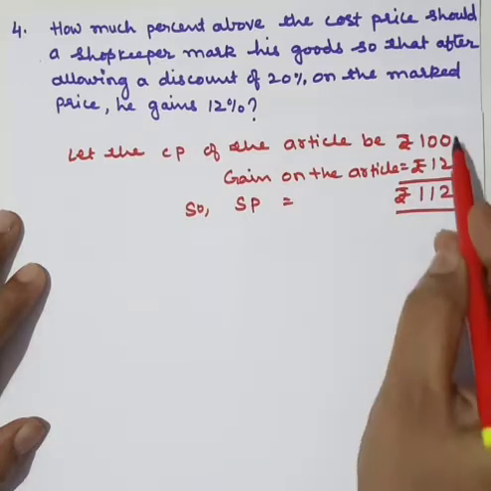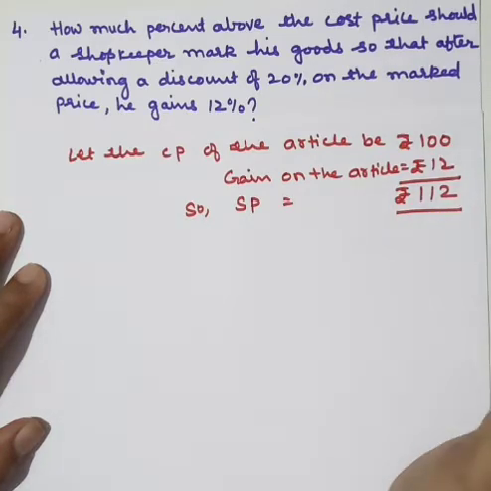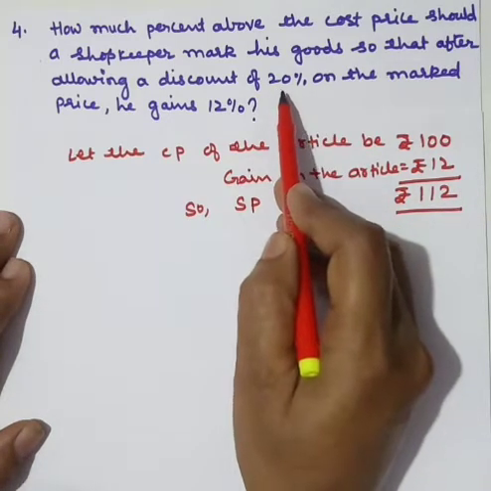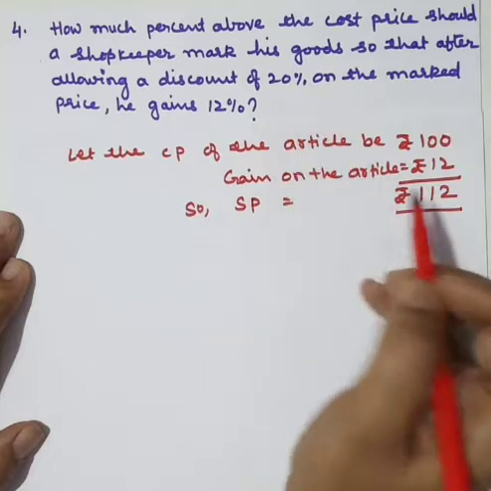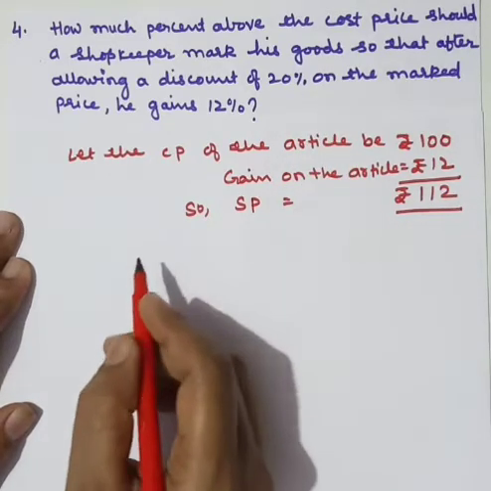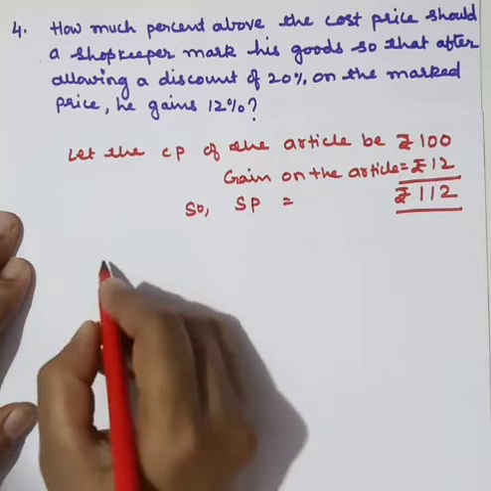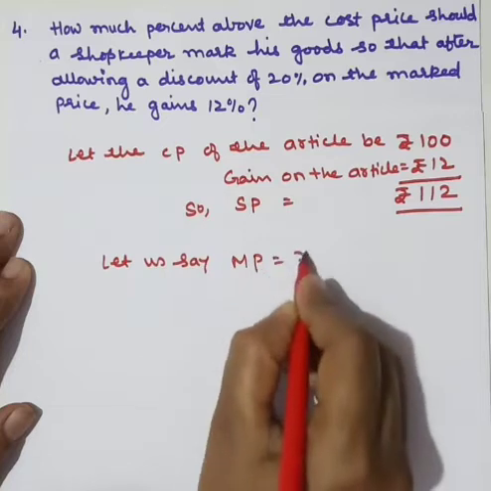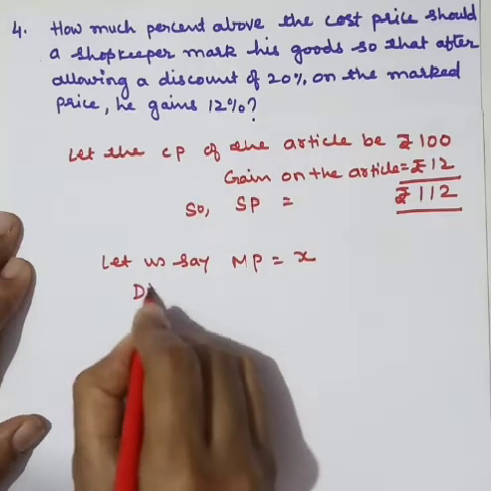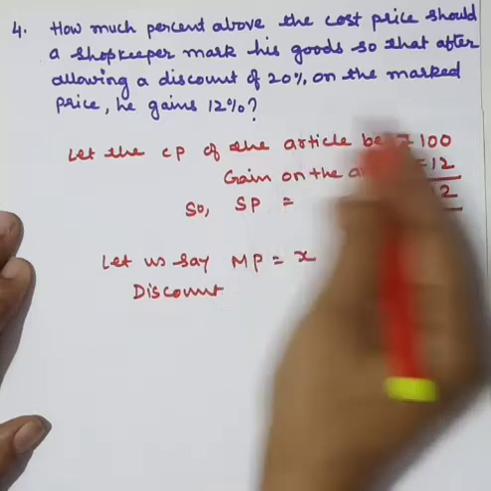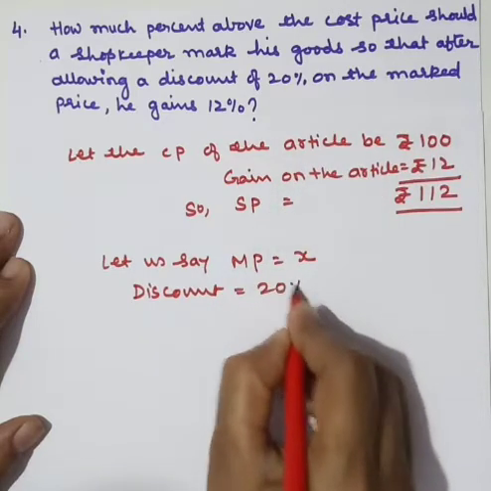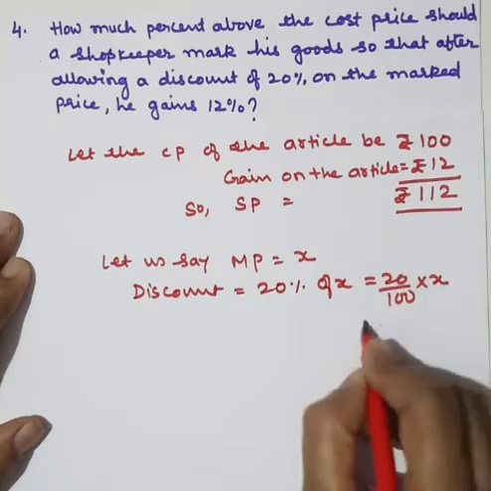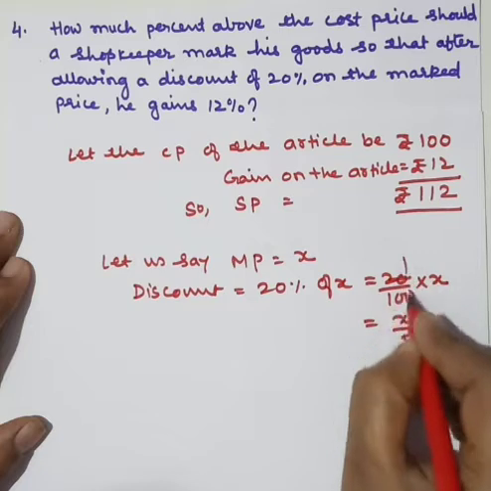Now see here, this is one way you have taken out SP. Now there is a chance of taking out SP in the other way, because here the discount is 20% and you know that SP is equal to MP minus discount. So let us say MP is equal to X. Now the discount will be how much? 20% of X, 20% on the mark price. That means 20 by 100 into X, which is equal to X by 5.